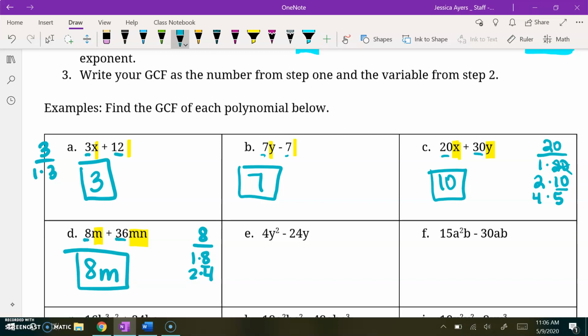Looking at E, starting with the numbers, 4 and 24. The factors of 4 are 1 and 4, 2 and 2, and that is it. 4 goes into 24, so 4 is part of the GCF. When we look at the variables, we have a y squared and a y. We take the one with the smaller exponent, so it's just y.